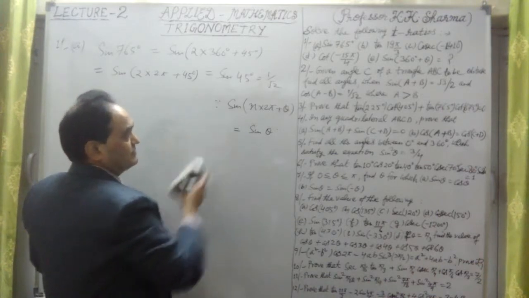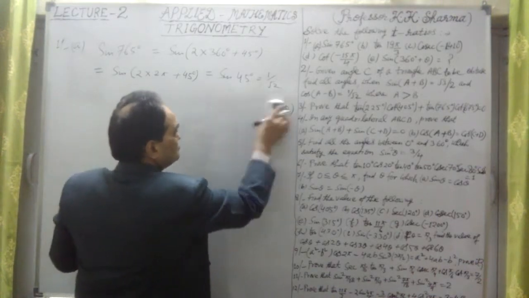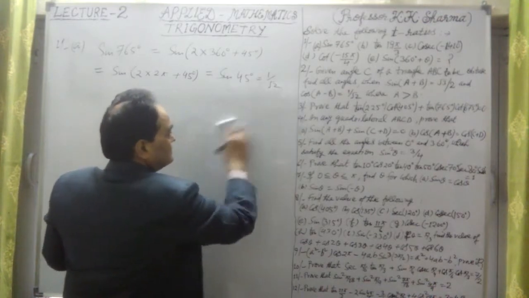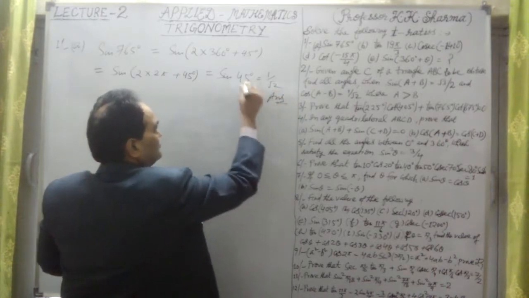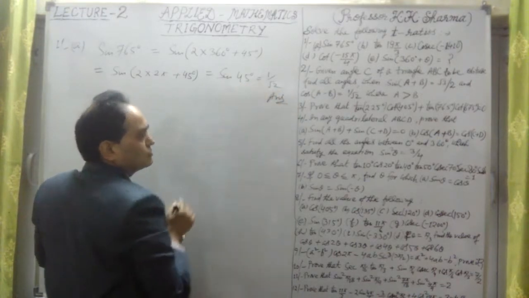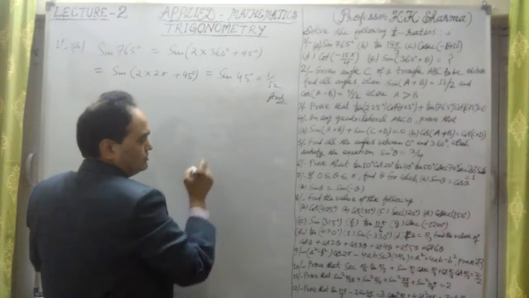So this is the answer for part A of the first question. We know that sine 45 degrees equals 1 upon root 2. How do we calculate this?